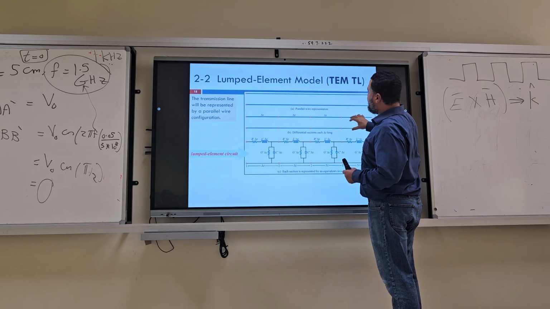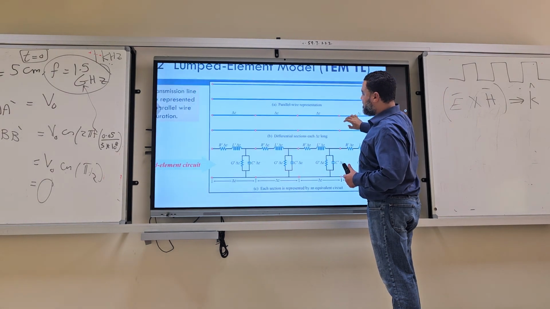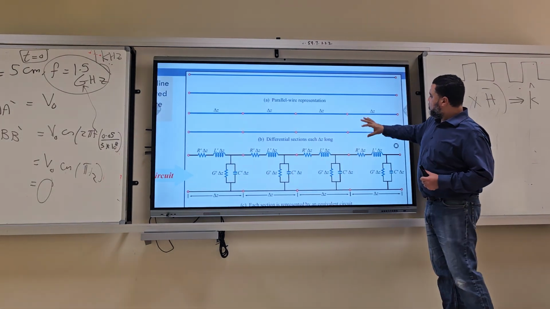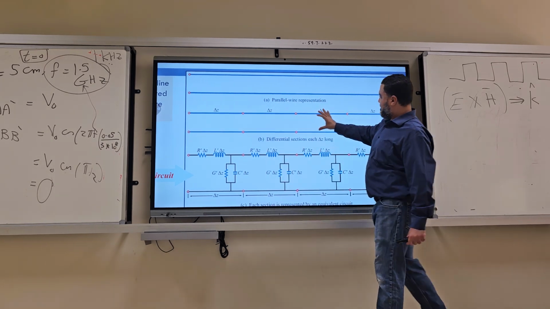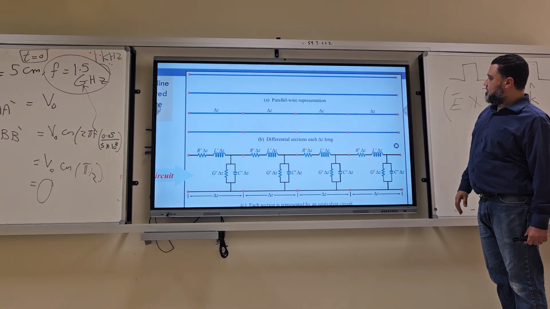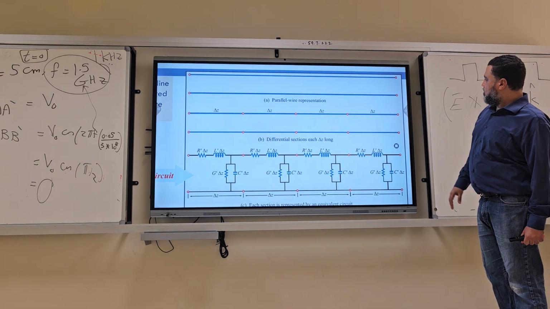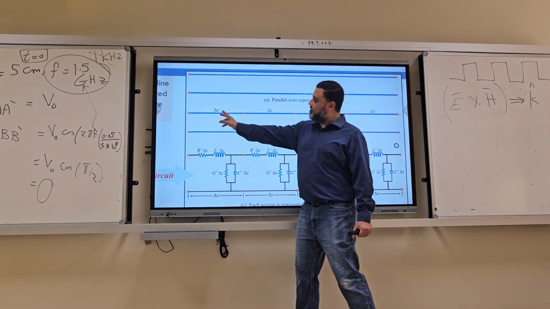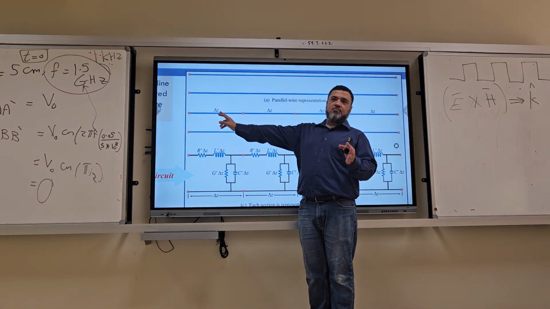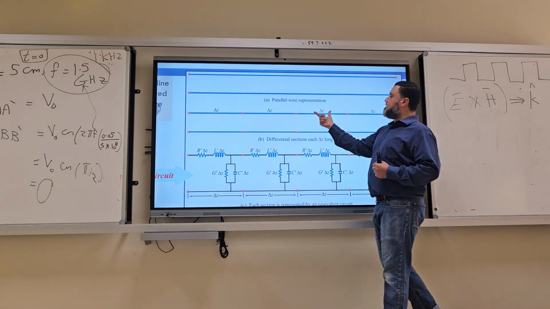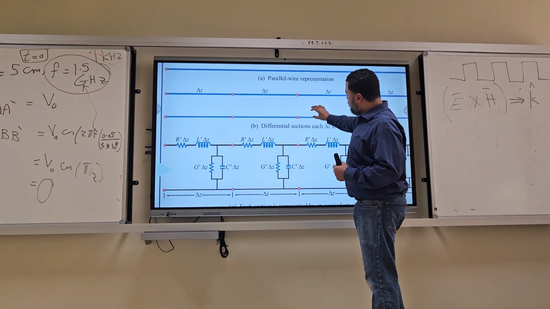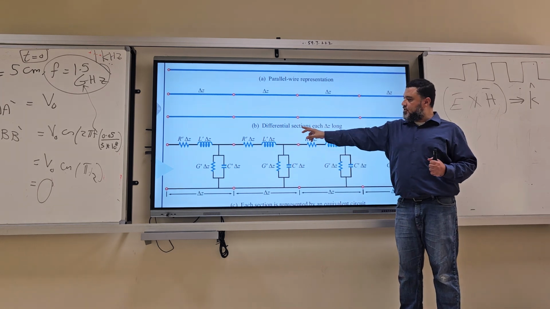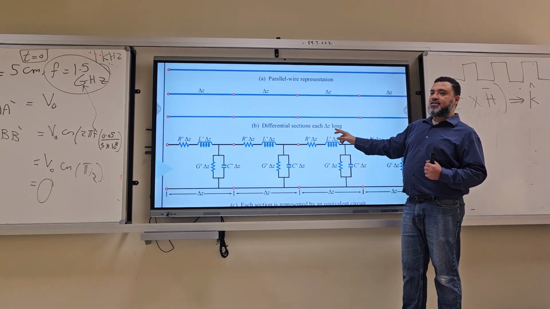So this is a transmission line. This is what we said. The whole chapter is in this slide. Look at the transmission line. I will cut this line into pieces. Each piece will have a length of delta Z, which is close to zero. We call each delta Z a differential section.